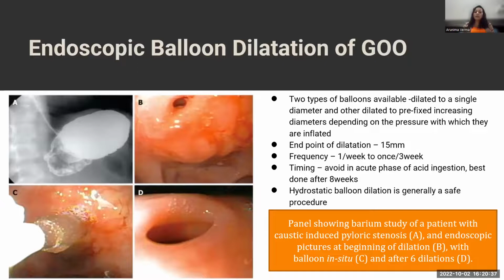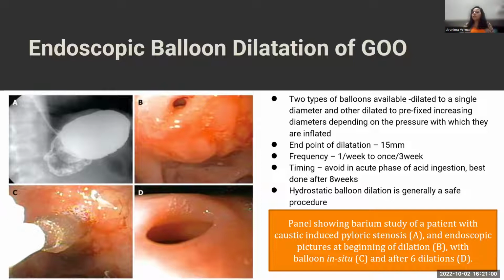These are the pictures showing endoscopic balloon dilatation of gastric outlet obstruction, where in the first picture you can see the barium study of a patient with caustic injury causing pyloric stenosis. The second picture shows the endoscopic picture at the beginning of dilatation. In the third one, you can see the balloon. And in the fourth one, after six sessions of dilatation, the luminal patency can very well be seen.